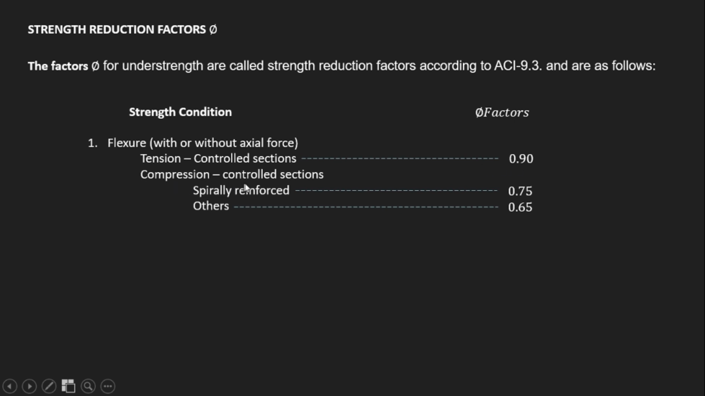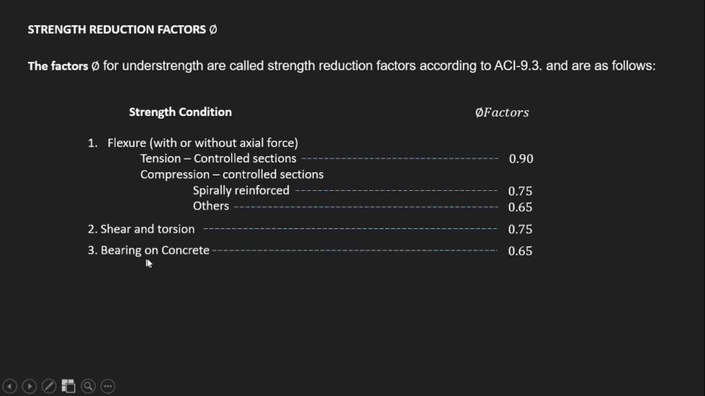And for compression controlled sections naman, we have spirally reinforced, na yung value of our phi is 0.75. And for others, or for example, meron tayong rectangular or square na dimension, yung gagamitin natin na phi is 0.65. And for shear and torsion naman, yung phi natin na ginagamit is 0.75. So, dapat sa ulo natin yan kasi hindi yan given guys sa board.